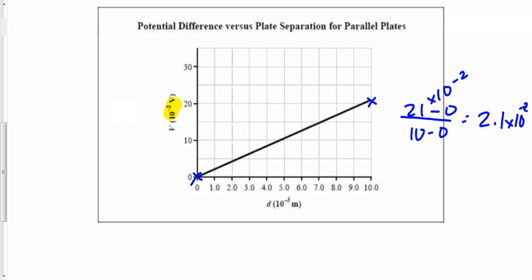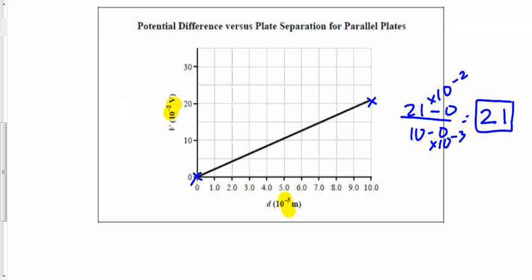So 2.1 times 10 to the minus... So that becomes 21 then, right? 21 times 10 to the minus 2 divided by 10 times 10 to the minus 3 is just 21, isn't it? Is that right? Anybody? Yeah. Okay. Whew.